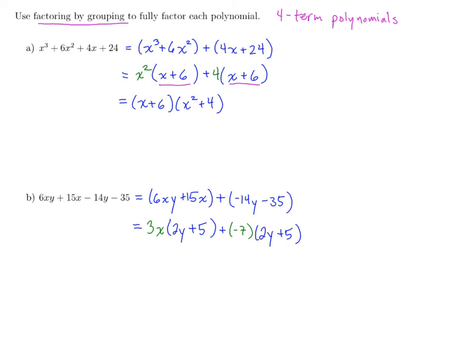Now at this point, 2y plus 5 is a common factor of each of those groupings. So now I can factor out that 2y plus 5. And when I do that, I'm going to be left with 3x plus a negative 7, which of course I can simplify to 3x minus 7. So when fully factored, I'm going to have 2y plus 5 times the expression 3x minus 7.